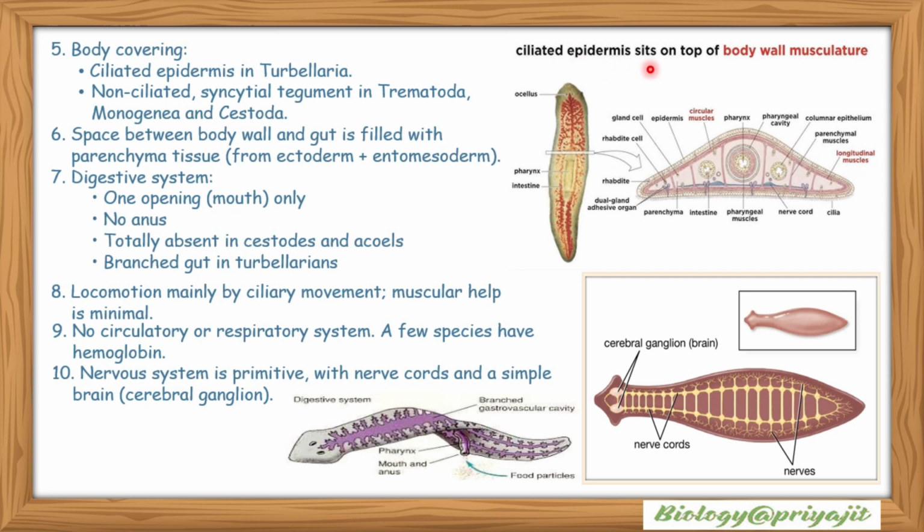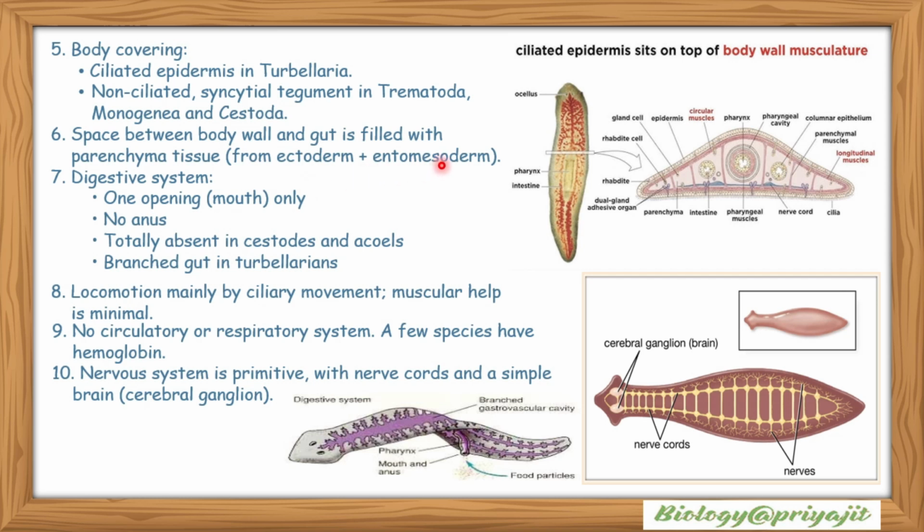Their body covering is a ciliated epidermis in Turbellaria. The ciliated epidermis sits on top of the body wall musculature. This is the image showing the structure. In Trematoda, Monogenea and Cestoda, there is a non-ciliated syncytial tegument. The space between the body wall and gut is filled with parenchyma tissue.